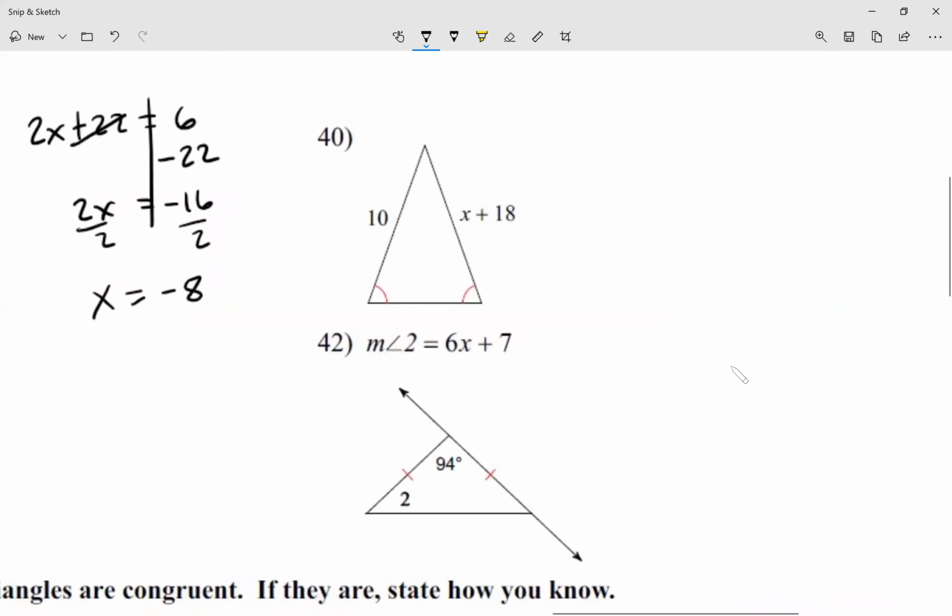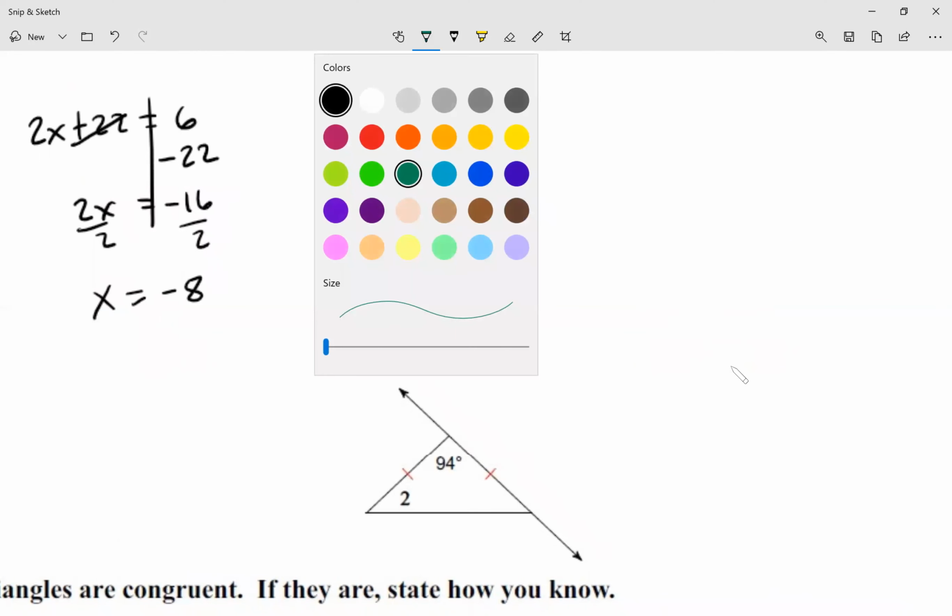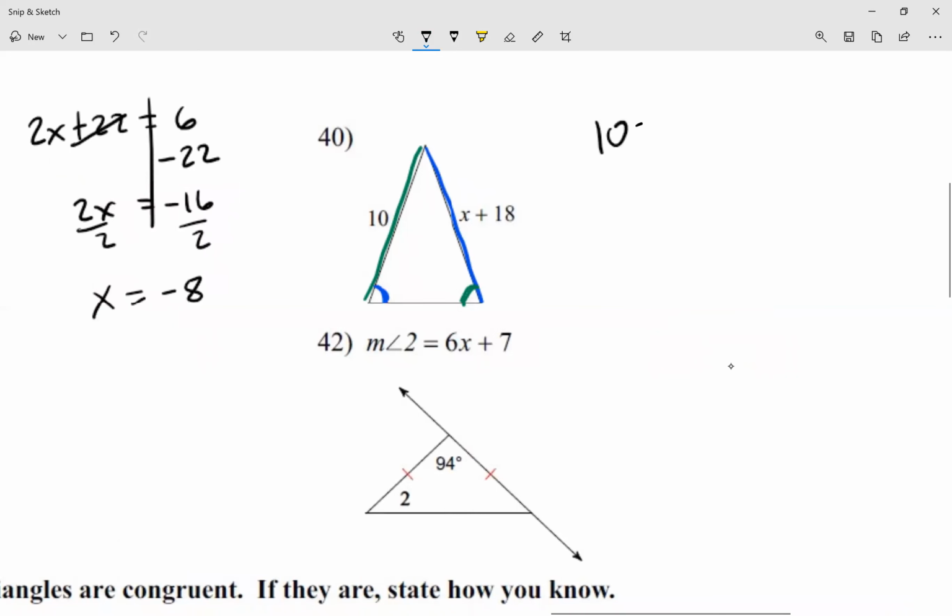Now looking at number 40, this angle, I'm looking at the angles that are marked. This angle is opposite to this side, and this angle is opposite to this side. Because those two angles are equal, those two sides must be equal. So I'm just going to say 10 equals x plus 18.